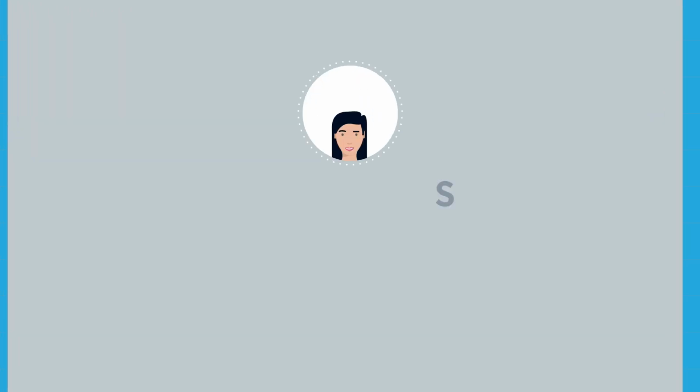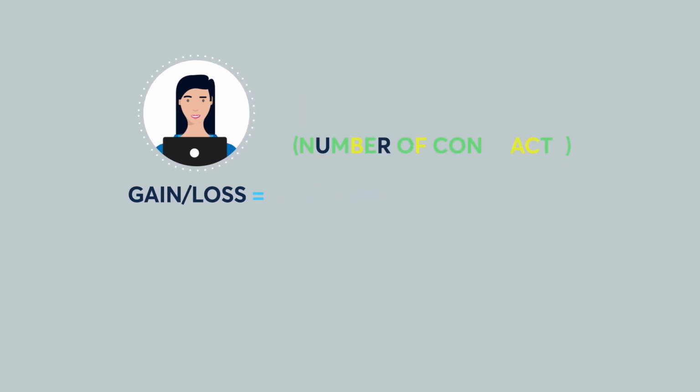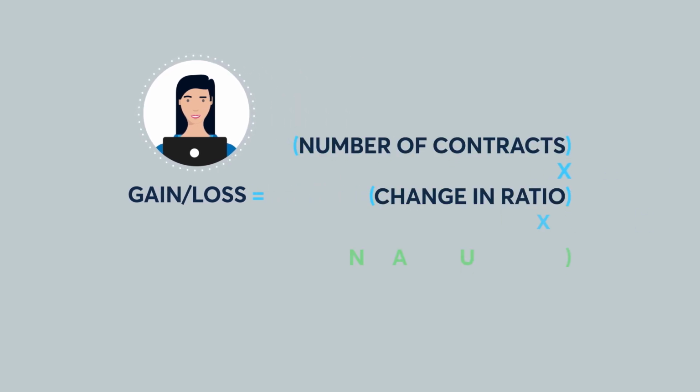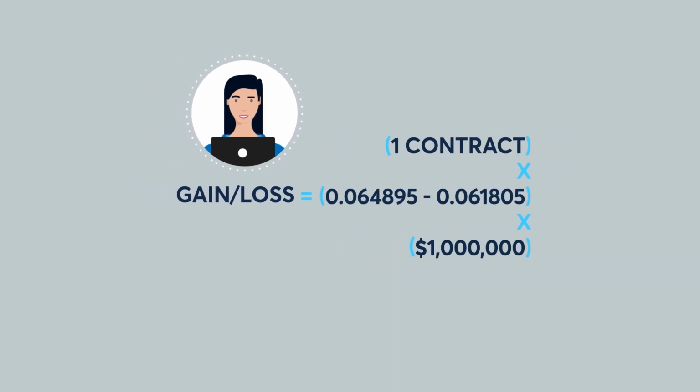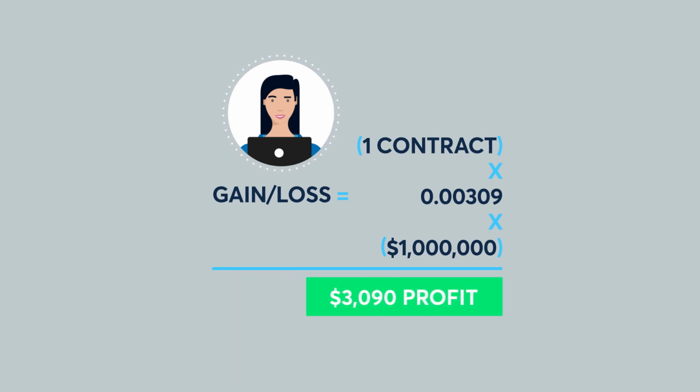The market participant's gain or loss on the trade can be found by multiplying the number of contracts by the change in ratio and the contract multiplier. In this scenario, the market participant would have gained 0.00309 on the contract. This means she would have made $3,090 on the trade.